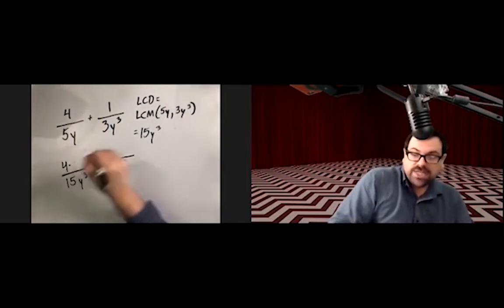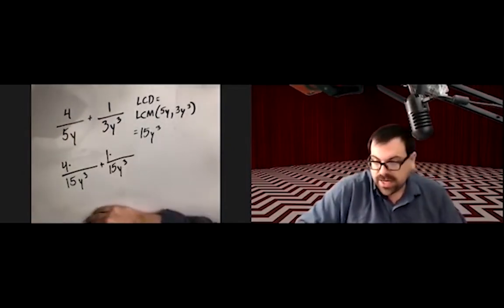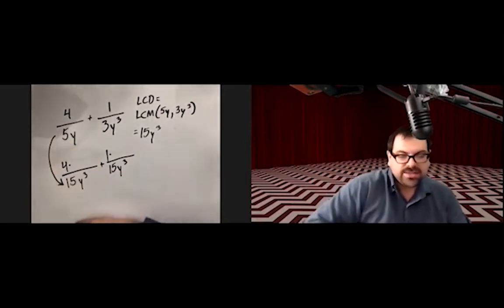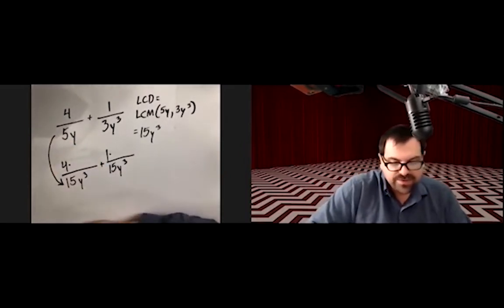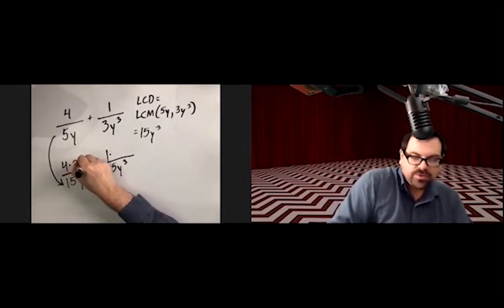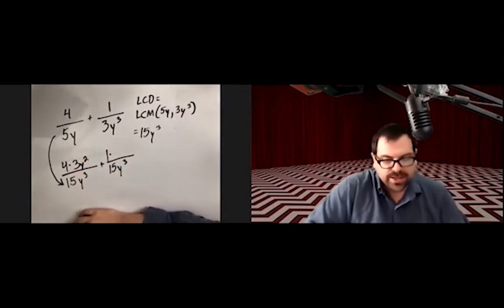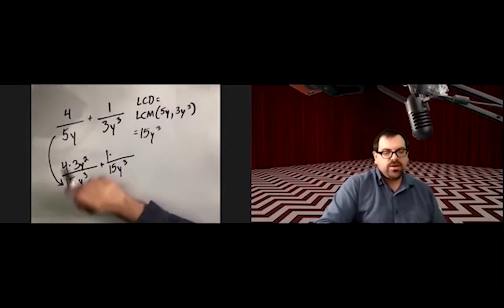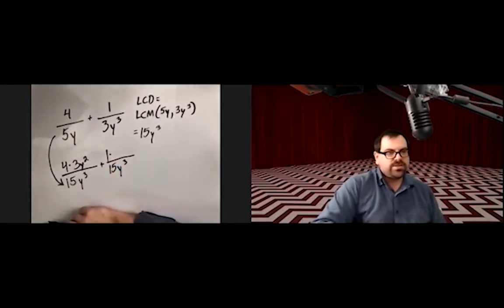Set up 4 times, 1 times. 5y times what is 15y cubed? 5y times 3y squared would be 15y cubed. 5 times 3 is 15. Y times y squared is y cubed.